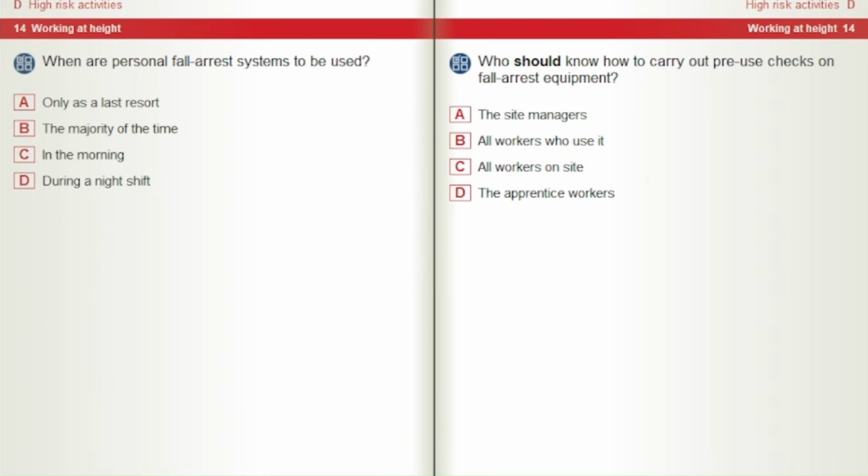Who should know how to carry out pre-use checks on fall arrest equipment? The site managers. All workers who use it. All workers on site. The apprentice workers.